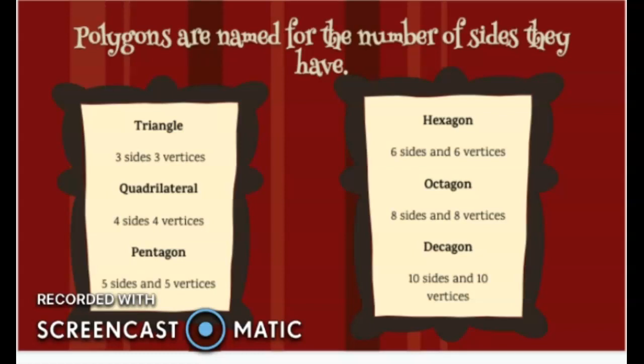The next shape is a hexagon. Now, we talked about this one in class. We know that it's 6 sides and 6 vertices. An octagon has 8 sides and 8 vertices. A decagon has 10 sides and 10 vertices. Now, deca means 10. So all of these prefixes on these words are telling us how many sides they have. So keep that in mind as you're thinking about polygons and their names and the number of sides and vertices that they have.